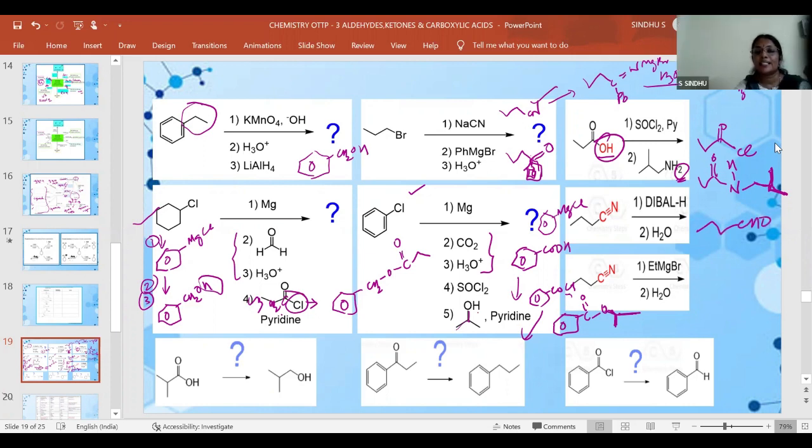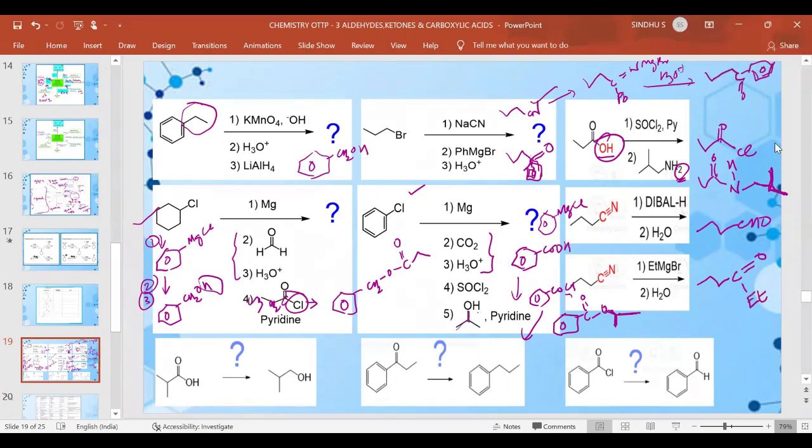And here we have a nitrile with the Grignard reagent. So we get a ketone. This will be our ethyl from the Grignard, and this becomes the ketone product, with ethyl coming in as an additional part there. And here we have the missing reagent, the acid chloride.